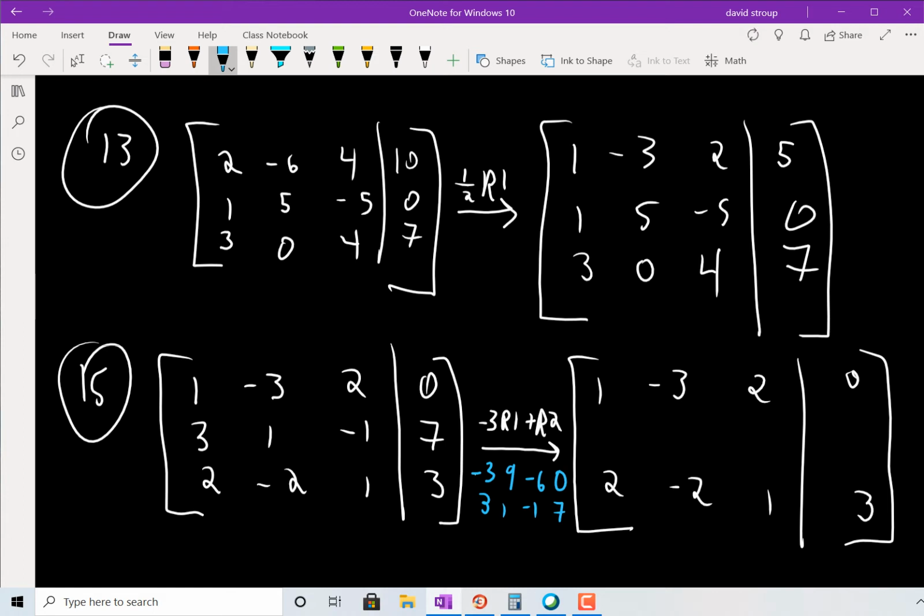So what is going on here is basically they're trying to cause a cancellation, like we do when we do the addition method. You multiply one or both equations by a non-zero constant. That's exactly what's going on here. They're getting rid of that first variable, the x variable. But anyways, -3 plus 3 is 0. 9 plus 1 is 10. 0 and then 10. And -6 plus -1 is -7. 7 plus 0 is 7.